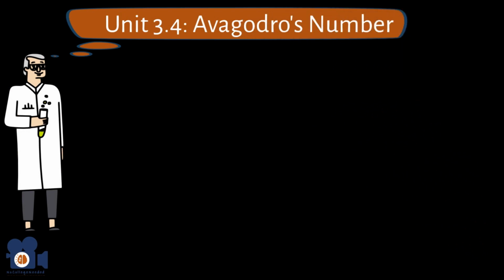Today, we're delving into Unit 3.4 of the first half of General Chemistry, which covers Avogadro's number.